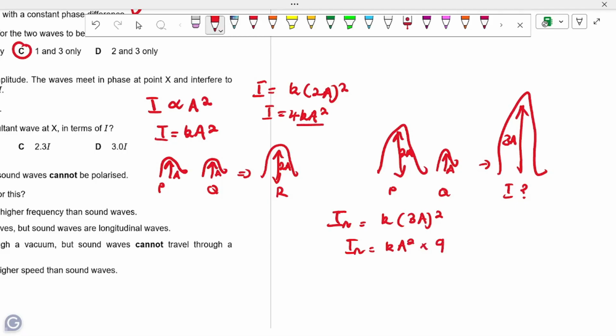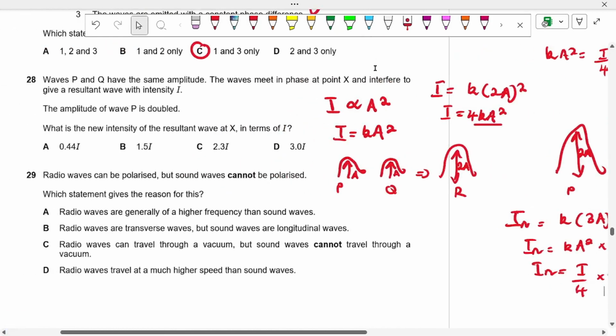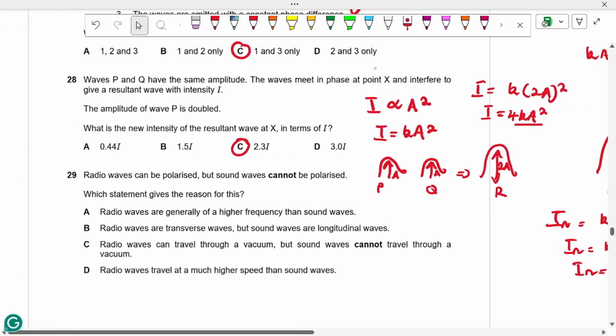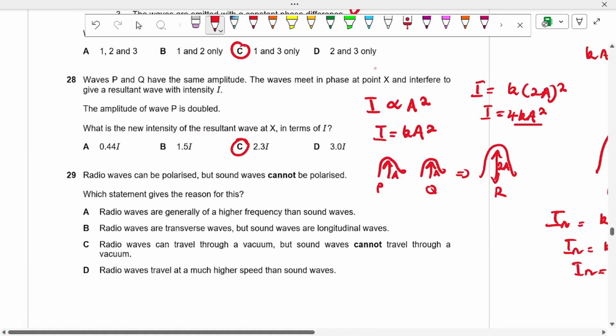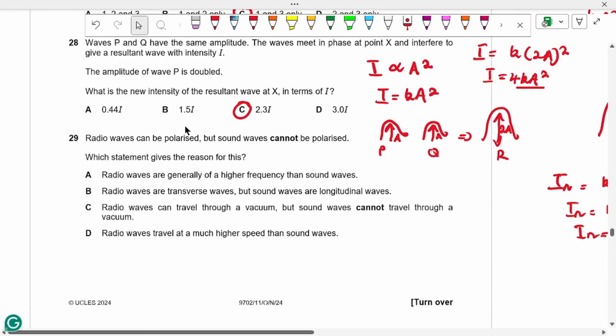But hold on, KA squared is I over 4. Oh, that's interesting. So I can put that here and say I_N is actually I over 4 times 9. Isn't that interesting? So 9 over 4 is just going to wind up as 2.25, that's 2.25I. So you're making these relationships. I is proportional to A squared, and I have to make sure that I'm talking of the resultant amplitude when I talk of the intensity for both of those instances.